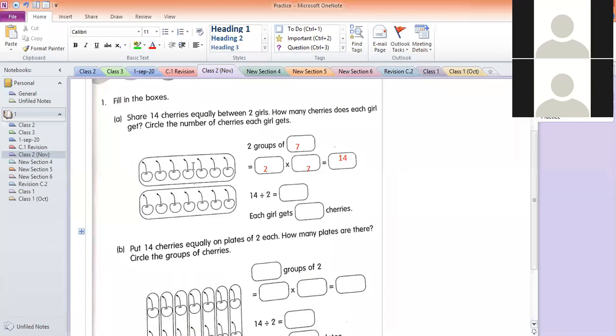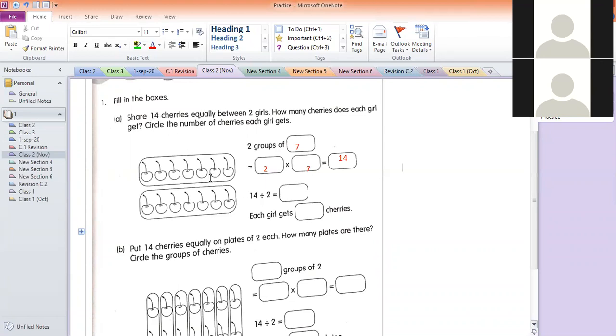So there are actually two groups of 7. Two groups of 7 means 2 multiplied by 7. If you check the table of 2, 2 multiplied by 1 is 2, 2 multiplied by 2 is 4, 2 multiplied by 3 is 6, 2 multiplied by 4 is 8, 2 multiplied by 5 is 10, 2 multiplied by 6 is 12, and 2 multiplied by 7 is 14. Okay. Now, if I divide 14 by 2, so each girl gets how many cherries?